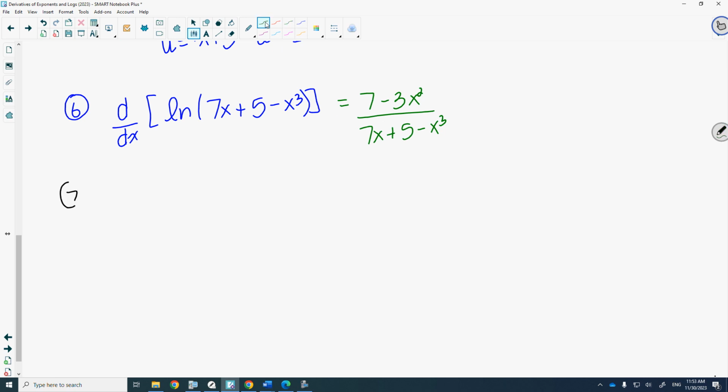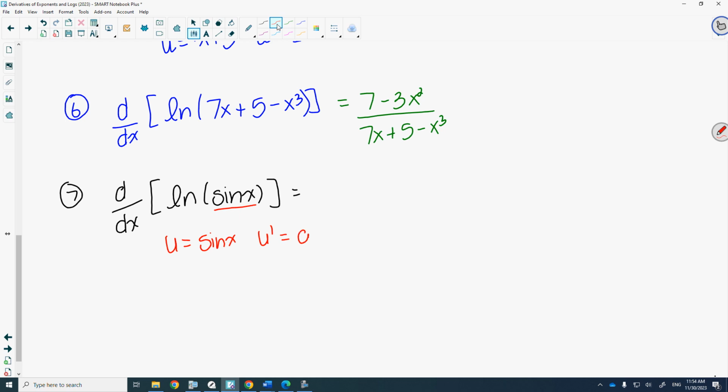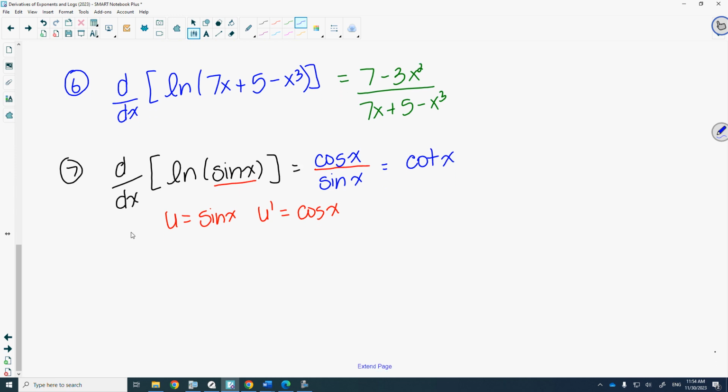All right, try number 7. So what is the derivative of the natural log of sine of x? So u would be the sine of x. u prime, the derivative of the sine of x, is the cosine of x. So u prime over u would be the cos of x over the sine of x. Now, the cos of x over the sine of x is the cotan of x. Okay, let's look at number 8.